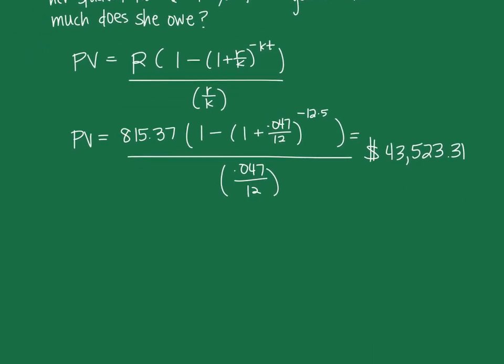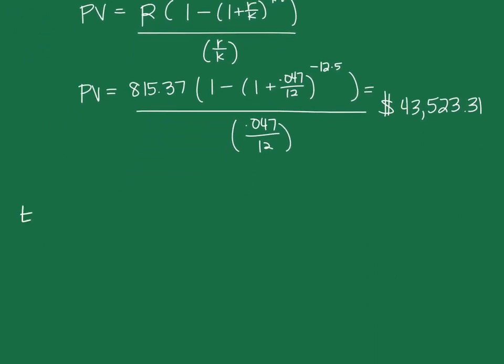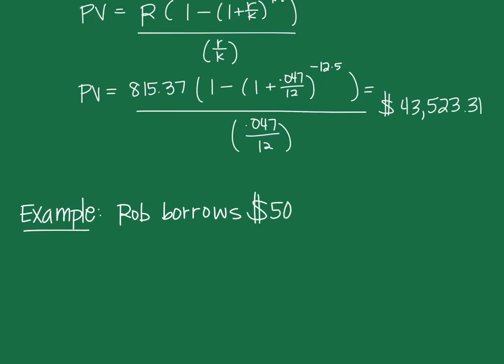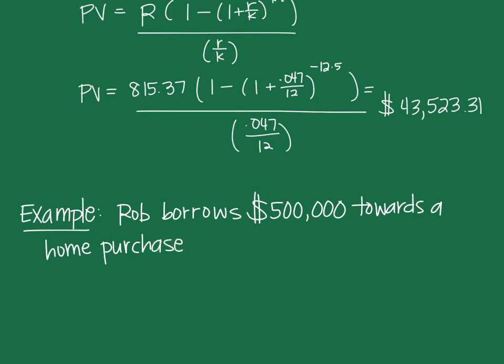Okay, all right, so let's try another one of this, and then I'm going to give you your very last formula. One more to go. Rob borrows, again, so not his money, $500,000 toward a home purchase, which wouldn't even really go super far in this area. You might have to move out to like the Riverside area or something to be able to buy a home.